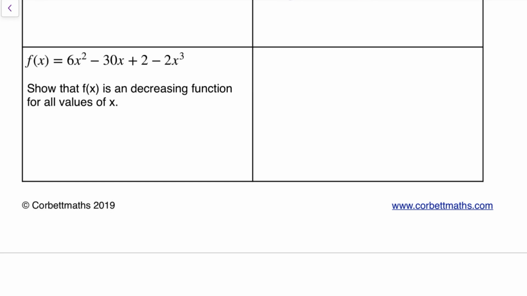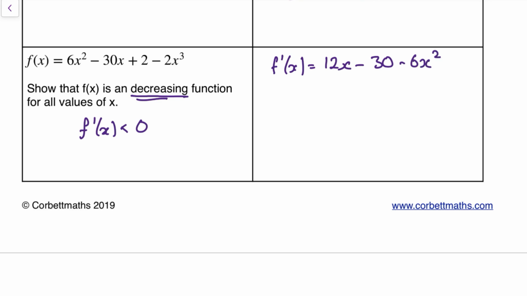Show that for all values of x, f of x is decreasing. Now you'll remember decreasing specifically means that you need to show that the derivative, or first derivative, is less than 0. So let's work out what the first derivative is. So the first derivative is going to be, bring down the power, which is 12x, take away 1 from the power, minus 30. And actually we've got a sneaky cube at the end, haven't we? So minus 6x squared at the end.